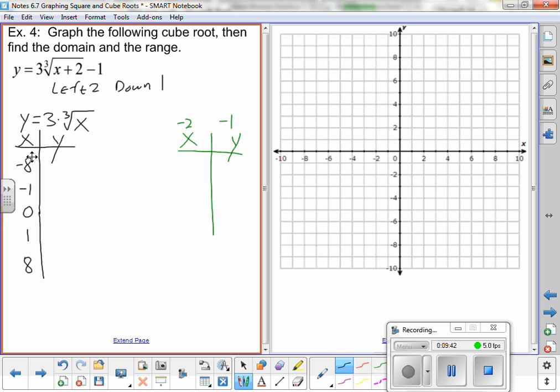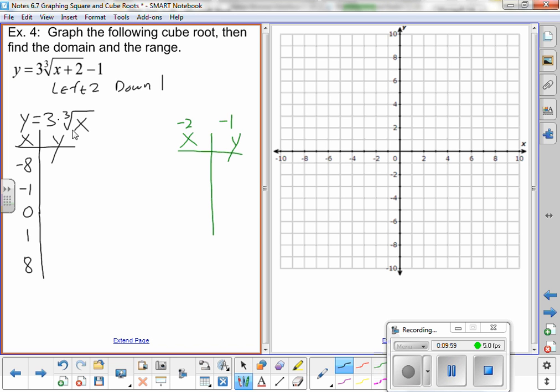So if you notice on the square roots, I didn't pick any negative numbers. On the cube roots, I picked some negatives and positives here. So if I do a cube root of negative 8, I should get a negative 2, because negative 2 times negative 2 times negative 2 is a negative 8.